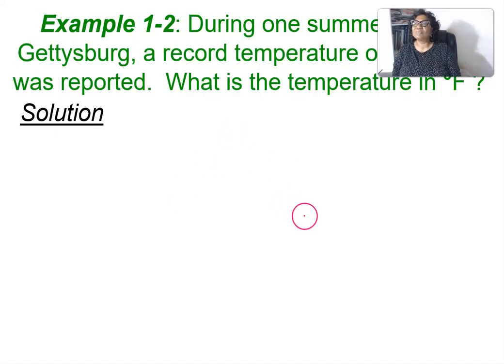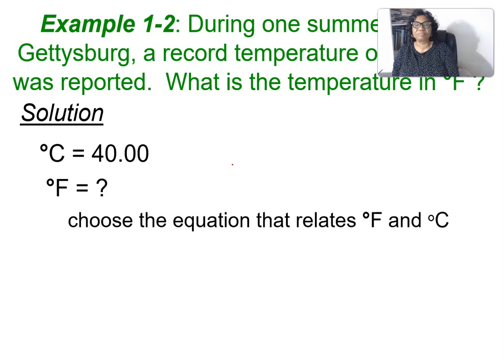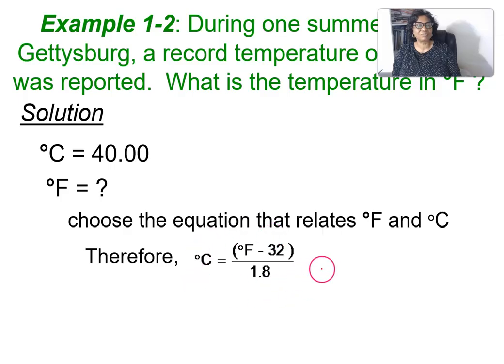So during one of the summer days in Gothenburg, a record temperature of 40 degrees Celsius was reported. What is the temperature in degrees Fahrenheit? So we record what we have from the question. Then we want to convert it to Fahrenheit. So this is our equation. So what do we do? We want Fahrenheit.